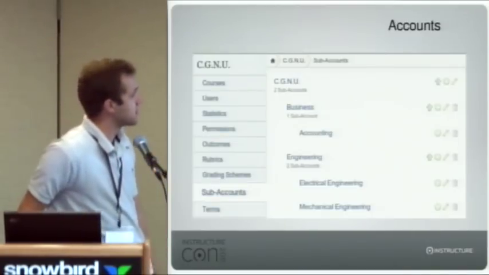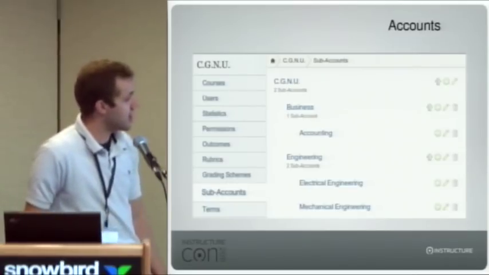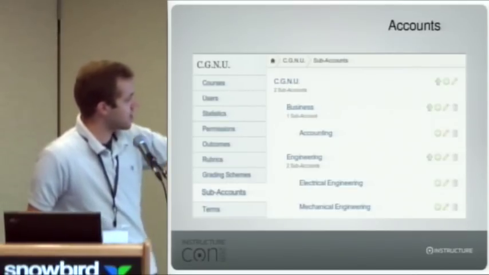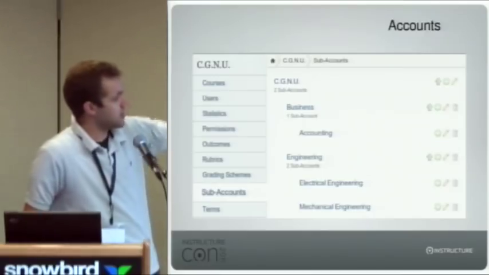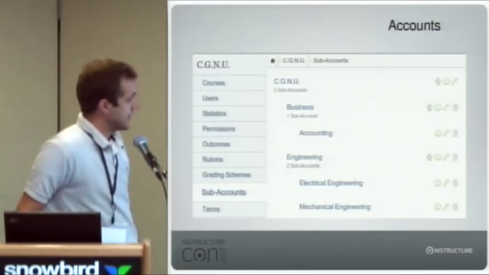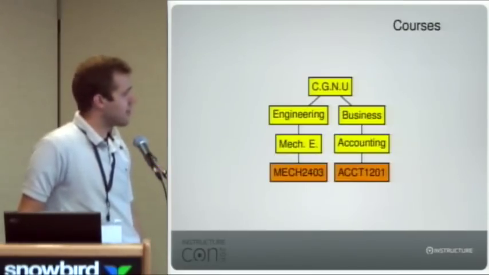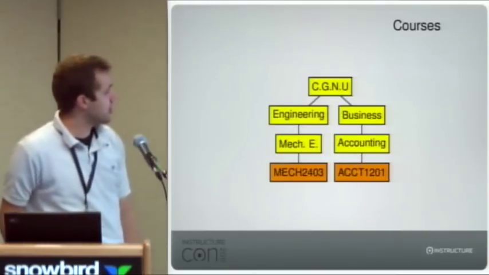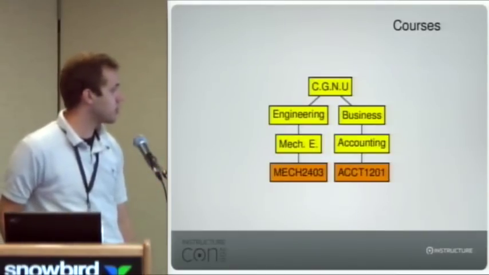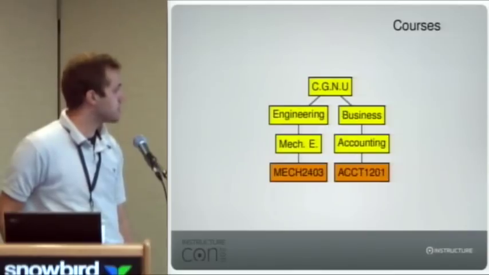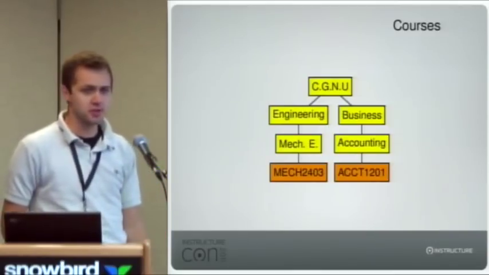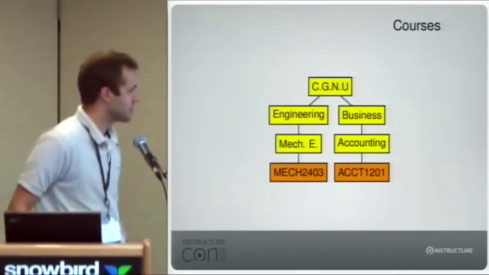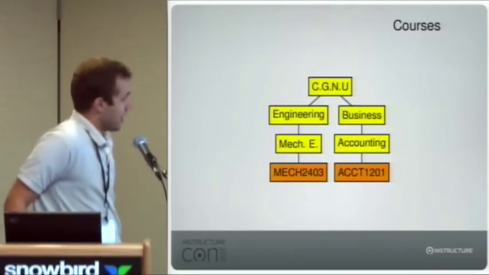In Canvas, it looks like this. If you're an administrator in Canvas, you can click the sub-accounts tab, and this is what Crazy Go Nuts University looks like. Let's say you have two courses, Mechanical Engineering 2403 and Accounting 1201. We're going to just ignore electrical engineering because it's too complicated. For the most part, that's true anyway.